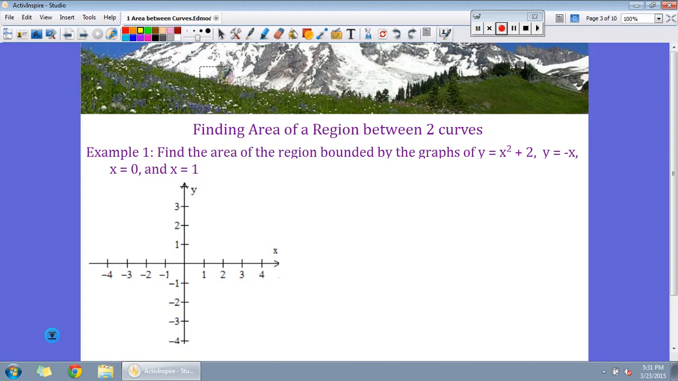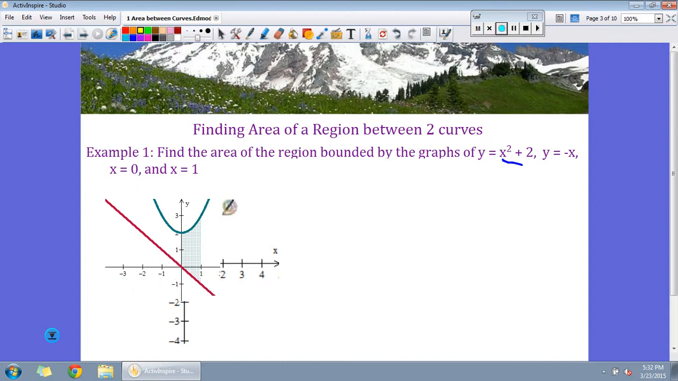Okay, so we're going to look at the area bounded by the graphs y equals x squared plus 2 and y equals -x. So we've got the parabola x squared plus 2, and I've got the line y equals -x. And we're looking at the interval from 0 to 1.